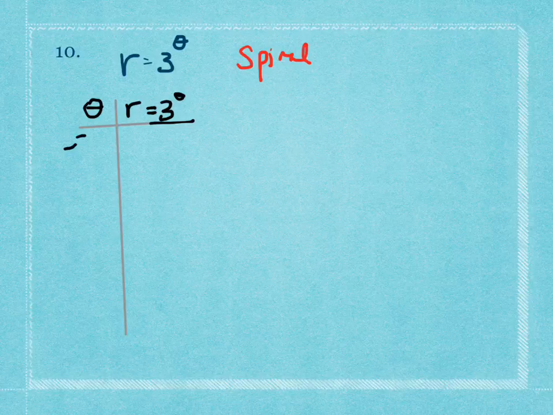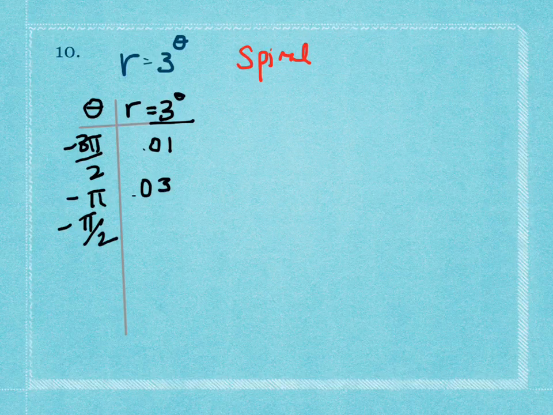So I'm doing negative 3 pi over 3. And we're just going to use our calculator to get these approximations. This is nearly 0. It's actually about 0.01. I have negative pi, and this one comes in at about 0.03. I have negative pi over 2, so we're doing kind of quadrantal angles, and that's 0.2. I have 0, and that has a coordinate of 1. I have pi over 2, and that has a coordinate of 5.6.